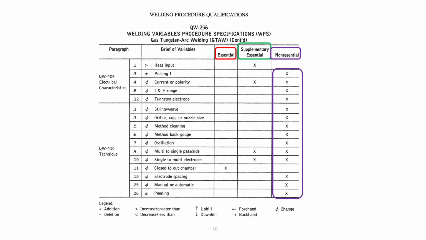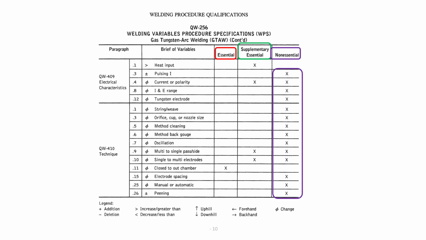Stringer or weave bead. Nope, I don't want a weave. I want a stringer this wide. Or electrode spacing, or whatever you've got. Peening. Generally, any ones I've ever seen have been no peening. I've never run across peening. It's obviously out there because they listed it, but for any weld procedure I ever wrote, I just put no peening, just in case somebody was thinking of peening it. Or for electrical characteristics, the type of tungsten electrode, but I'm kind of getting off track here.